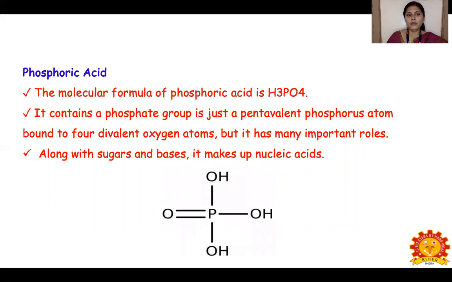The molecular formula of phosphoric acid, we know, is H3PO4. It contains a phosphate group, which is a pentavalent phosphorus atom. Pentavalent means the phosphorus atom has a valency of 5, and it is bound to 4 divalent oxygen atoms. It has one important role: as I told you, it carries the negative charge, and for that it performs many important functions. Along with the sugars and bases, it makes up the nucleic acid.